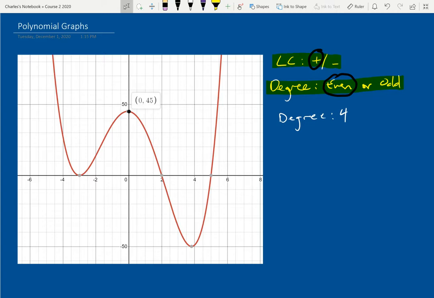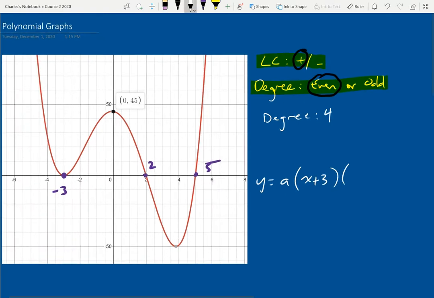All right, and then the other thing I want to look at is what the x-intercepts are. So there's -3, there's a 2, and this is a 5, which means if I'm writing my function out, it's going to be y is equal to a times x minus 3. No, not x minus 3. x plus 3. And I'm also going to have an x minus 2. And I'm also going to have an x minus 5 in there.